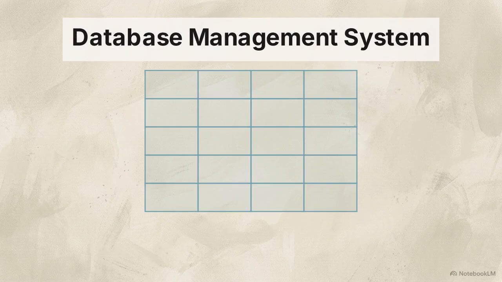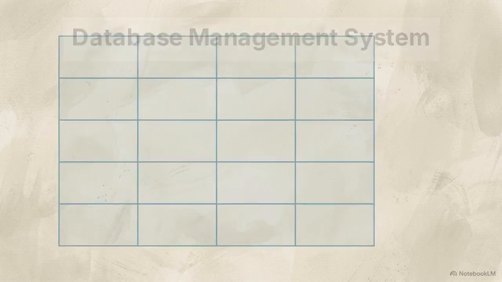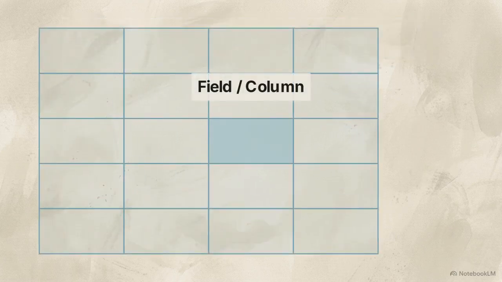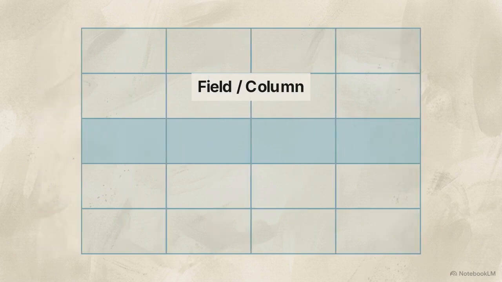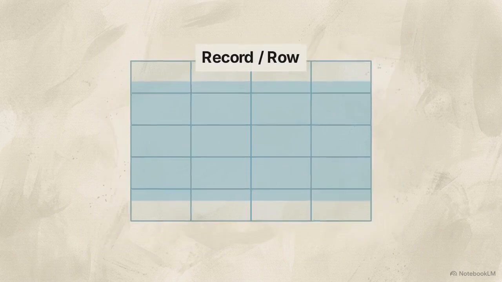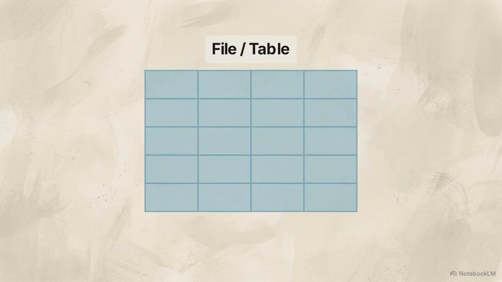Data here is organized conceptually. The smallest unit is an individual data item, like a customer name or an invoice amount. This is called a field or a column. When you group related fields together, say the date, amount, and customer for one specific sale, you create a record or a row. Stack all of those individual sales records together, and you get a complete file or a table.